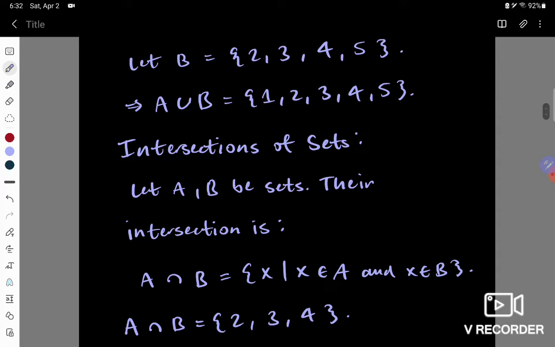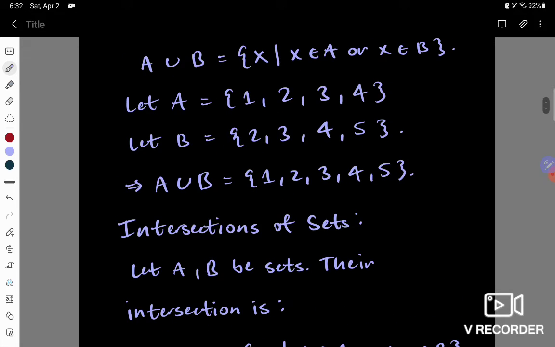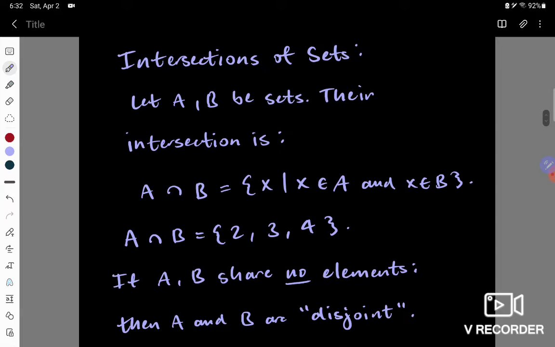And there's a special case. In what we just saw, A and B do have elements in common, but it's very likely, for example, if we had B equals 5, 6, 7, 8, that they share no elements. In this case, the intersection is going to be empty. It has no elements, and A and B are disjoint sets.